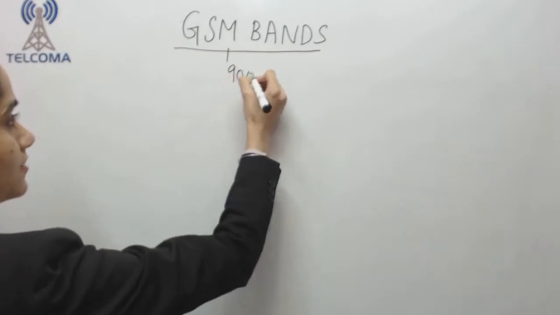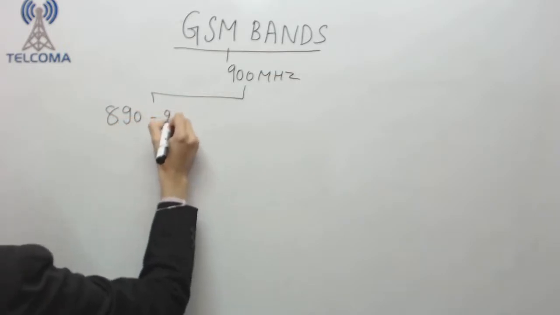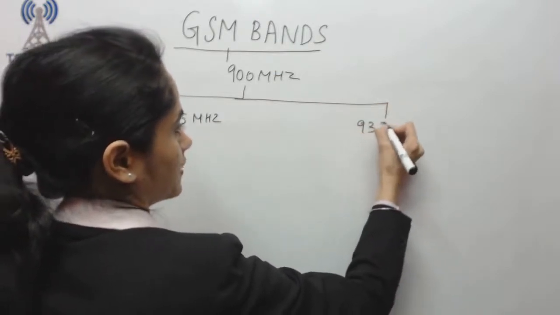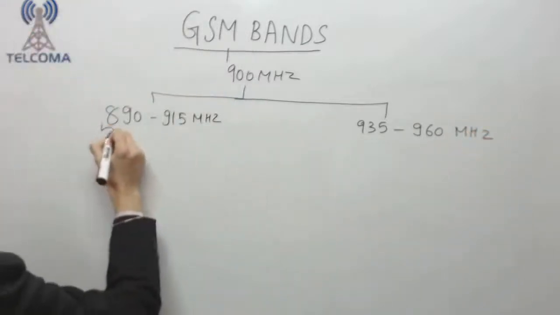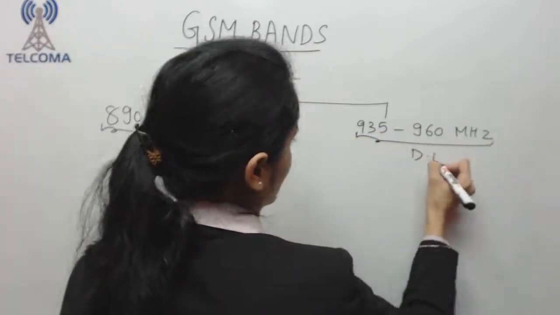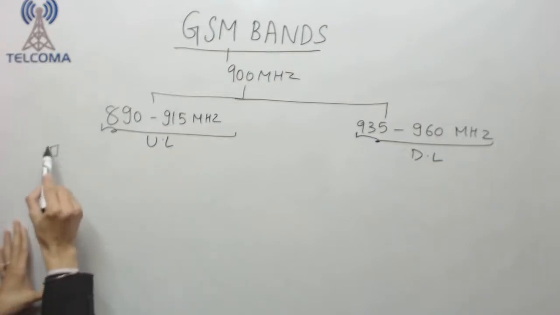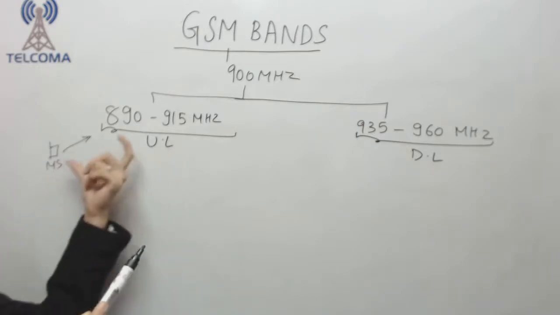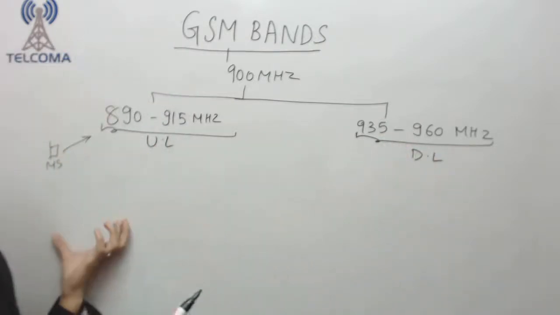For the 900 megahertz band, as per its division, it is 890 to 915 megahertz and 935 to 960 megahertz. This lower frequency we have reserved for uplink and the higher one for downlink. The uplink has lesser frequency because the UE or mobile station has lesser power and it needs to cover the distance to the network. Lesser frequency covers more distance, more frequency covers less distance, but the power of the network is more as compared to the mobile station.